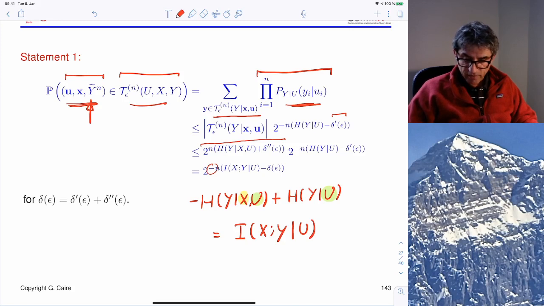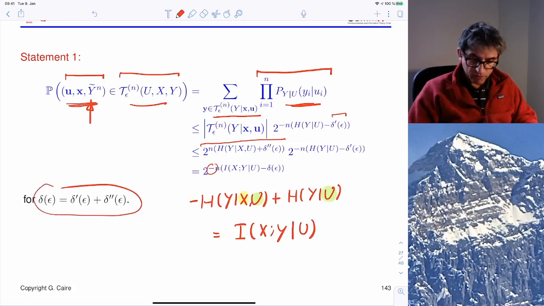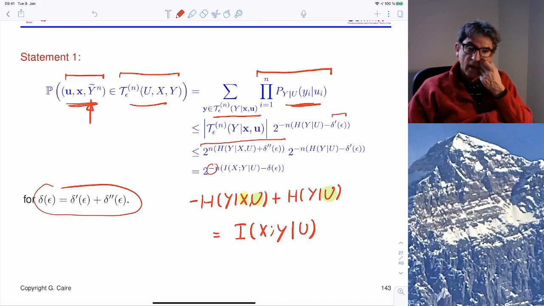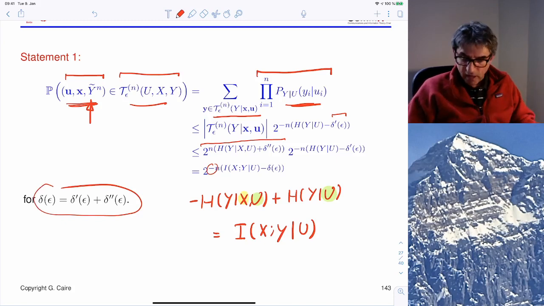Okay? So we have this, and then we have the terms delta prime and delta second that sum up and give another function. But if delta prime and delta second are vanishing with epsilon, also their sum is vanishing with epsilon. So this proves the statement.